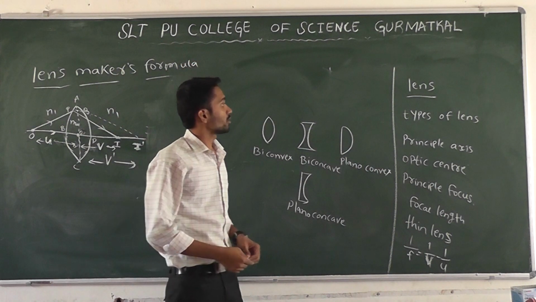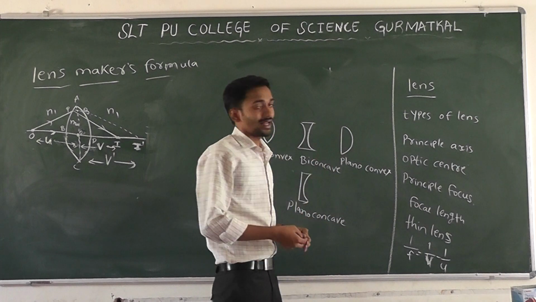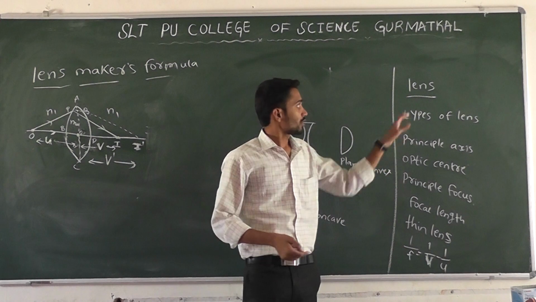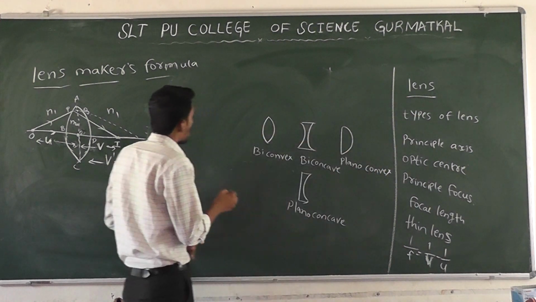Before the derivation, we have to know a few things. First one, lens. What is meant by a lens? We have already completed the concept of mirrors. So what is meant by lens? A lens is an optical medium.